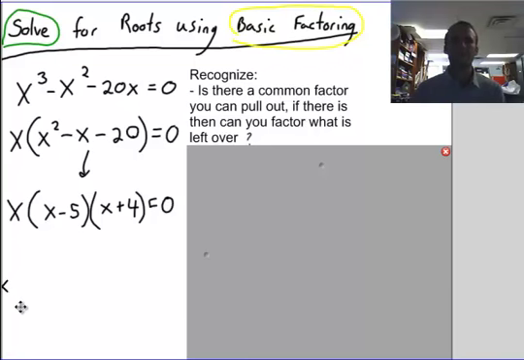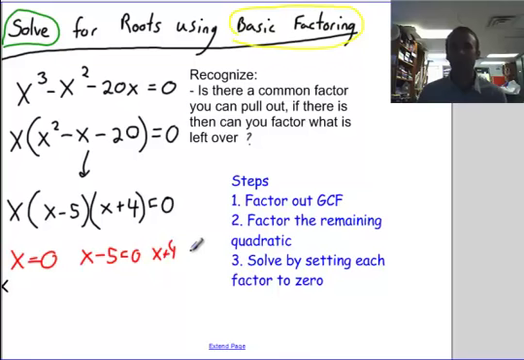So now that I have that, let's continue and solve this. Now when I'm solving, each one of these is going to be set equal to 0. So I'm going to set the x equal to 0, the x minus 5 equal to 0, and the x plus 4 equal to 0. Let's get rid of this. You can see the steps.